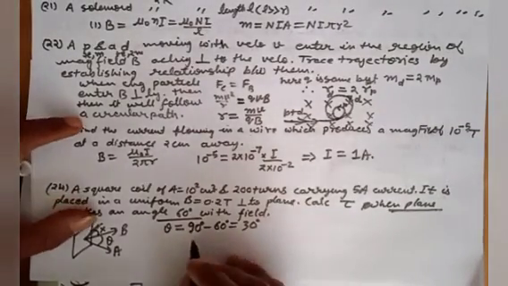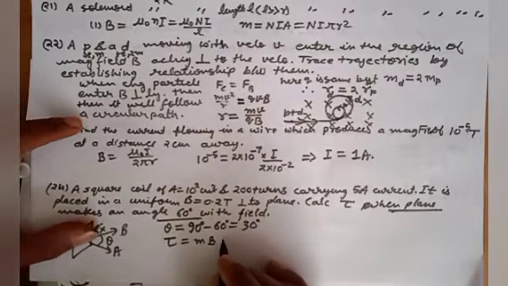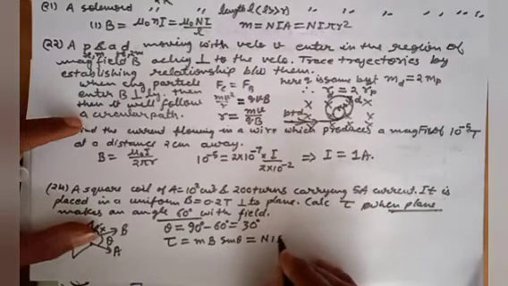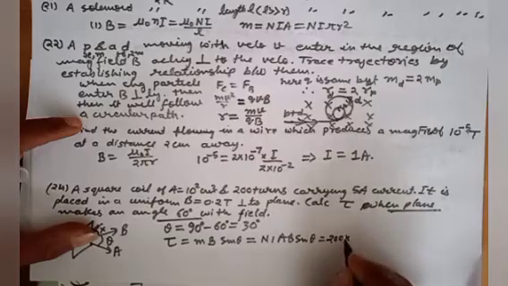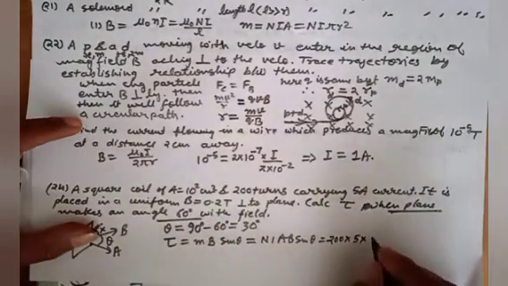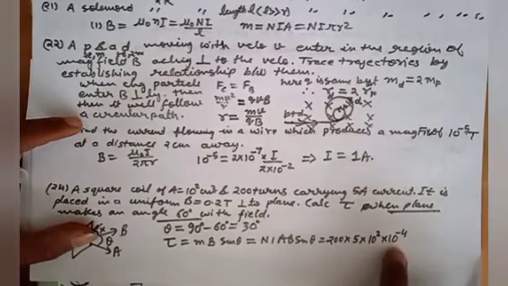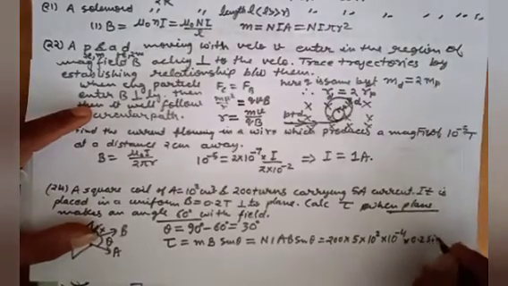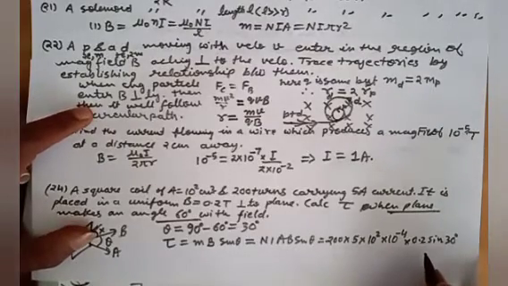Now we can put the value. Tau is equal to M B sine theta. M is N I A, so N I A B sine theta. N is 200, I is 5, A is 10 to the power 2 centimeter square, which means 10 to the power 2 multiplied by 10 to the power minus 4, now in meter square. B is 0.2 and sine 30, sine 30 will be 1 by 2.